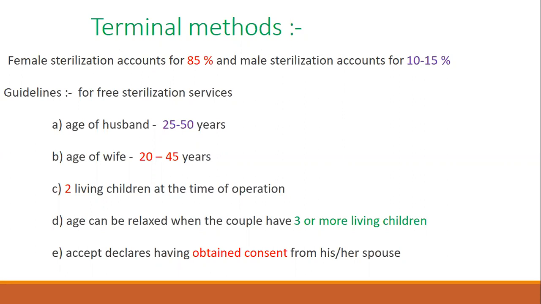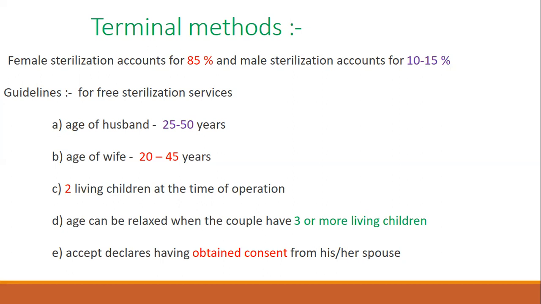In the previous videos, we have discussed barrier methods, intrauterine devices, hormonal contraceptive methods, post-conceptional methods, and miscellaneous methods of family planning. In this video, we will discuss terminal methods of family planning. It includes male and female sterilization. Female sterilization accounts for 85% and male sterilization accounts for 10 to 15%.